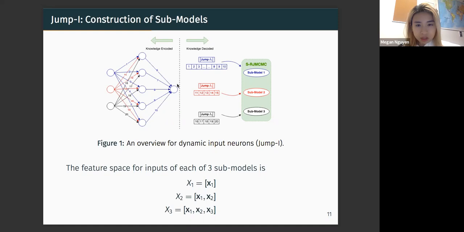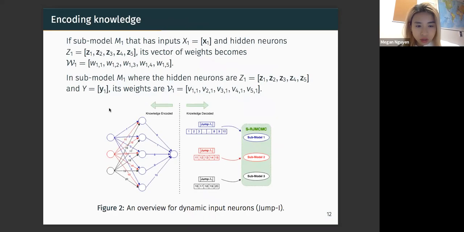So by doing the jump sequentially like this, the last model is usually the one that can give us the best performance in terms of classification or prediction of error in regression models. But it saves us some time because we save time from learning all the neurons from model 1 and 2, because now all we need to do is to add new neurons for the next exploration model. And because of that, the feature space for input of three submodels will be x1 for the first submodel, x1, x2 for the second submodel, and x1, x2, x3 for the third submodel.